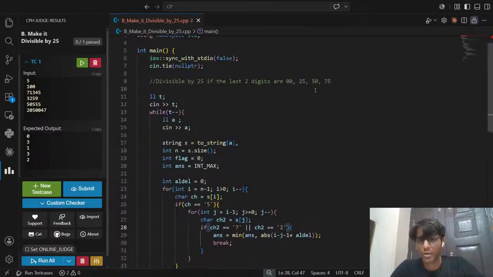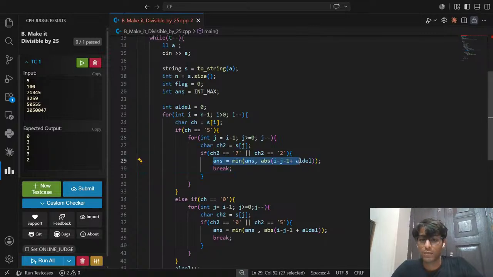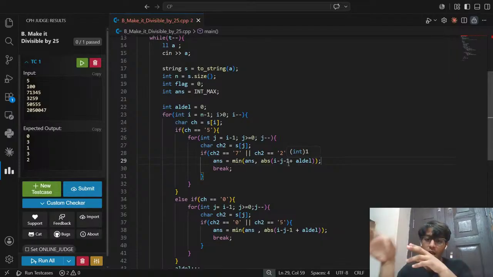Why? Because if the first letter is 5, then there can be only two possible cases, this and this. Only in these two cases can we have a number which is divisible by 25. So I checked for 7 or 2 specifically. And if I found them, I just did answer equals minimum of answer, comma, ABS of i minus a minus 1. This will give me the number of characters between them, which I need to delete, the last number of characters.